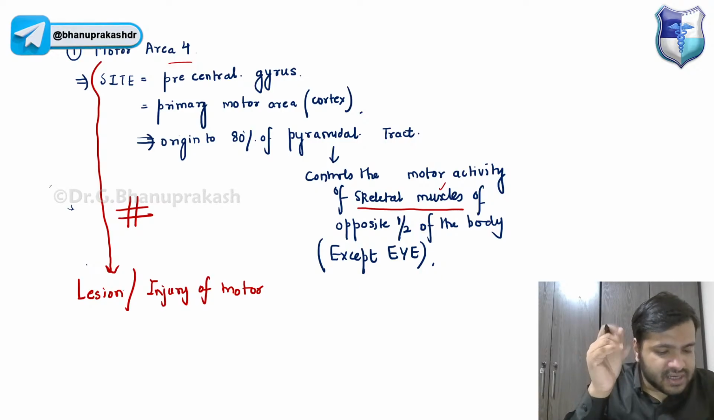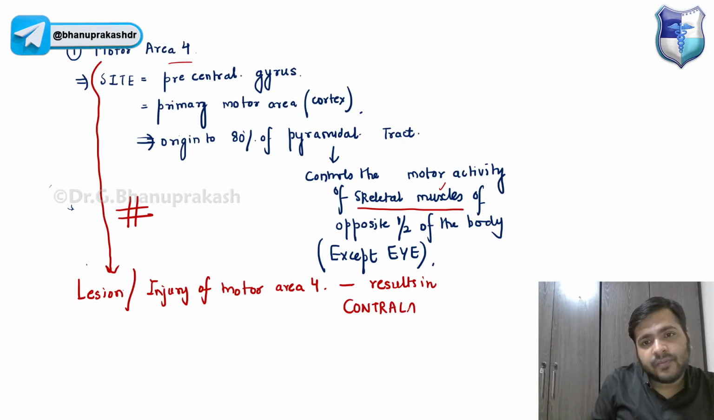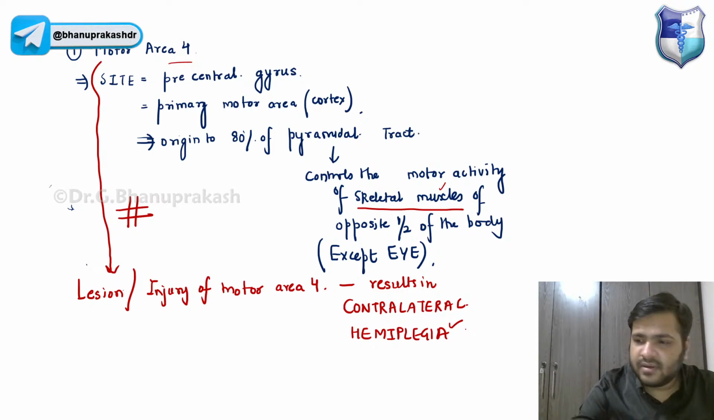So if there is injury of the motor area 4, what will happen, guys? It will result in contralateral hemiplegia. Hemi मतलब आधा, आधा side of the body की muscles gone. Hemiplegia of upper motor neuron lesion, right? It's the upper motor neuron lesion only, right? So that is something you have to remember, guys, over here. So I hope this is clear.